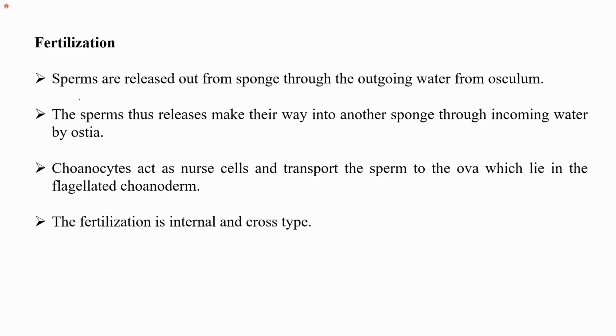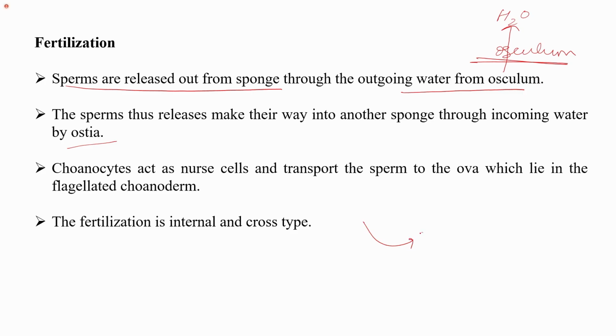Now, how does fertilization happen? Sperms are released out from the sponge through the outgoing water from the osculum. We know everything comes out along with the water through the cavity, which is the osculum, right, which is present at the free end of the sponge. The sperm that is released makes its way into another sponge through incoming water by the ostia. So whenever the water enters through the pores, that is through the ostia, along with the water, sperm enters into another sponge. Choanocytes act as the nurse cells and transport the sperm to the ova, which lies in the flagellated choanoderm. The fertilization is internal.